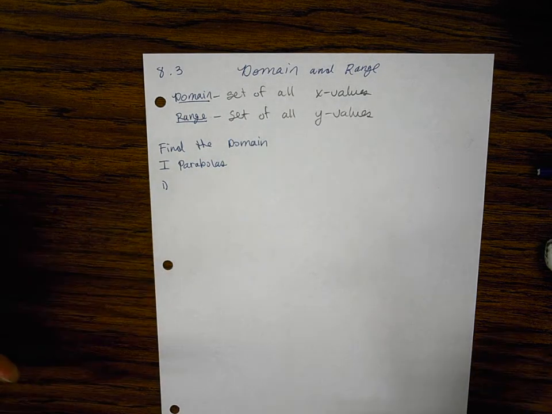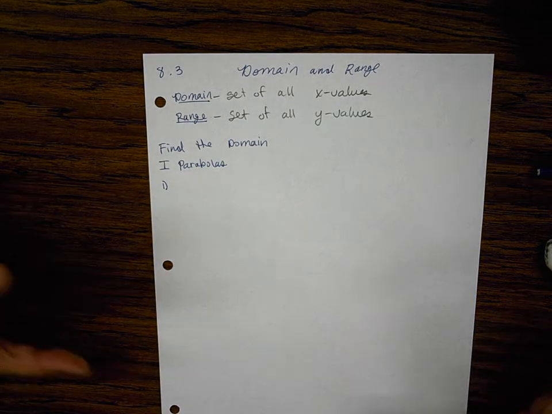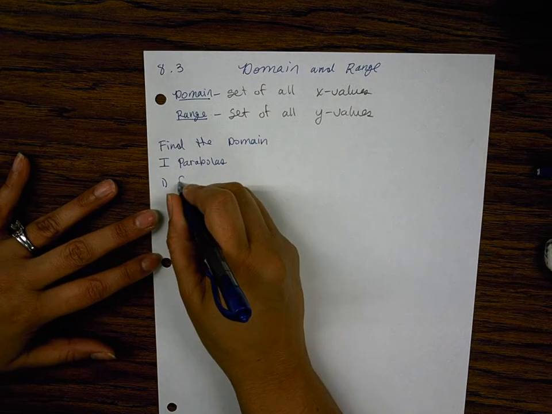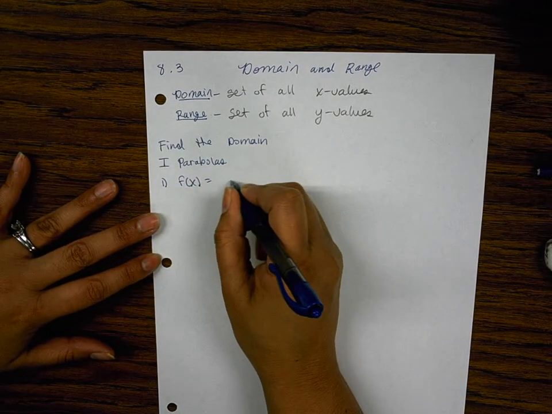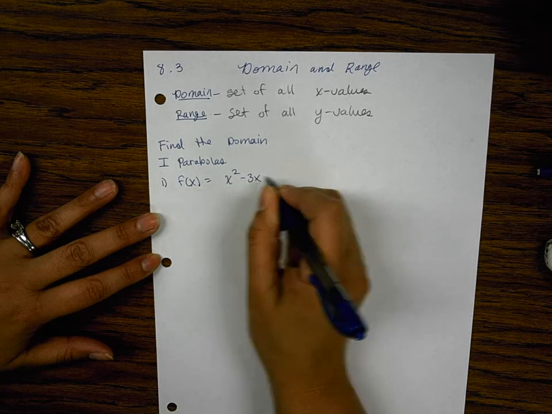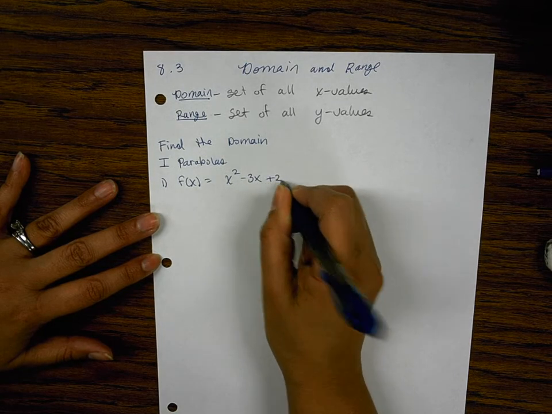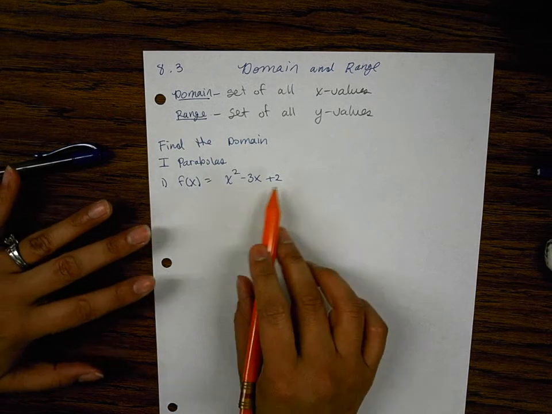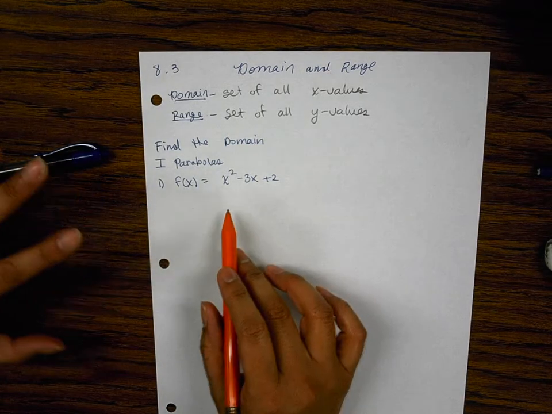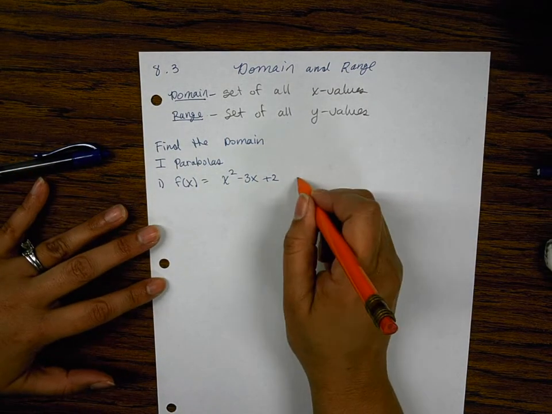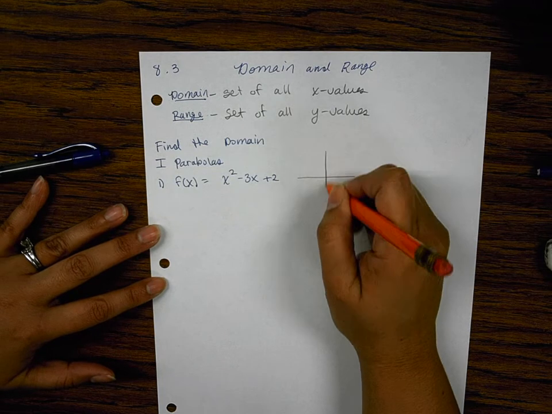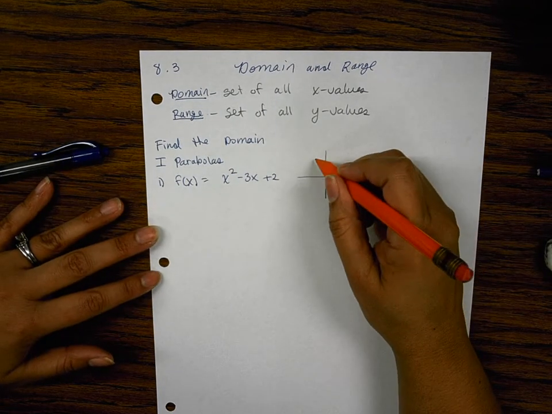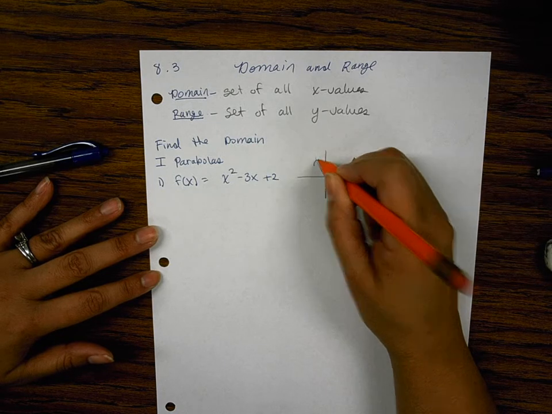What you should know about parabolas, and it's just the basic U-shape graph. So f of x equals x squared minus 3x plus 2. Now, keep in mind, I'm not going to go through and find the vertex and so on. What do we know about parabolas? We know, for example, this one is opening up. We know it's U-shape.